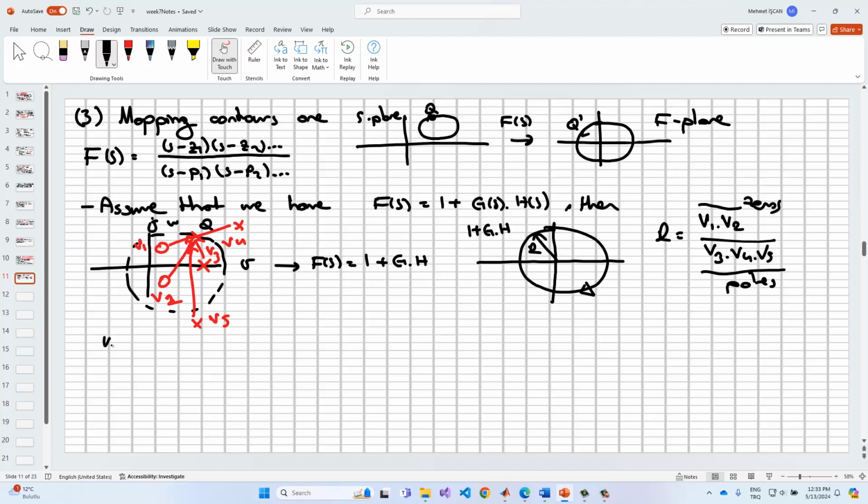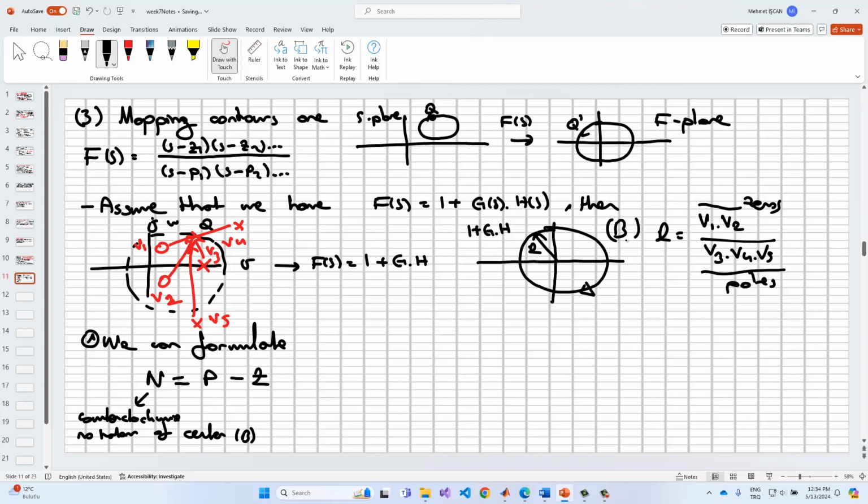And so we can write the formula. We can formulate this one: N equals P minus Z. The N counterclockwise rotations of center B. This is the B. Okay, this is the A, and so P is equal to the number of poles of 1 plus GH inside contour A. Okay, and so if we have any contour in here just like this one, we should calculate the number of the poles of these terms, and also this is the number of the zeros.